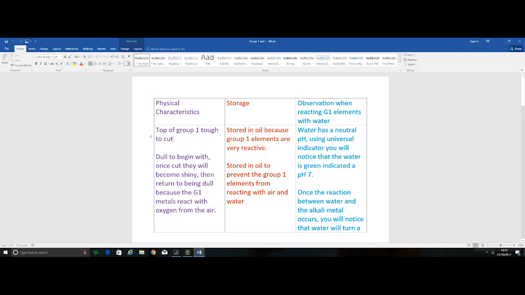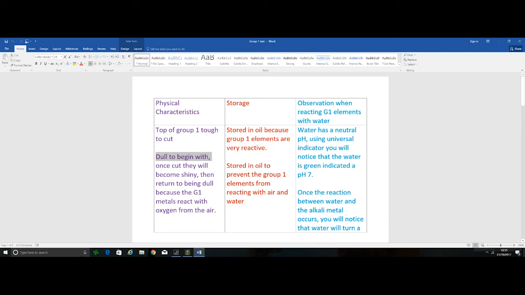Also, when you remove it out of its storage conditions, it's stored in oil, and the reason why it's stored in oil is because the group 1 elements are very reactive. So we store them in oil to prevent them from reacting with air or water. That's why they're stored in oil. But anyway, once you remove them from the oil, they're quite dull to begin with.